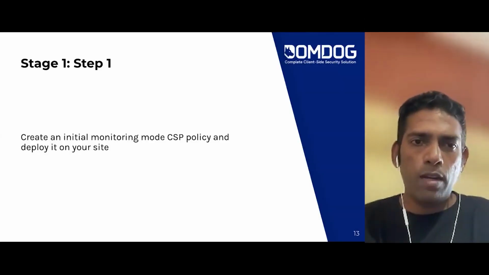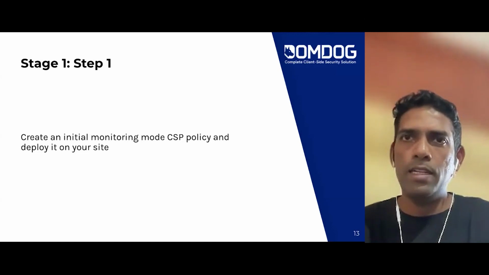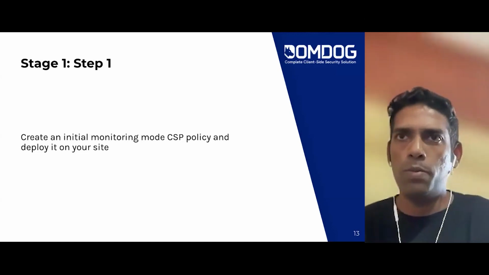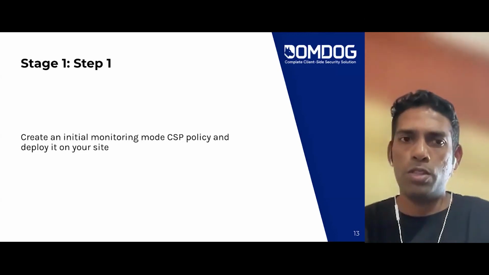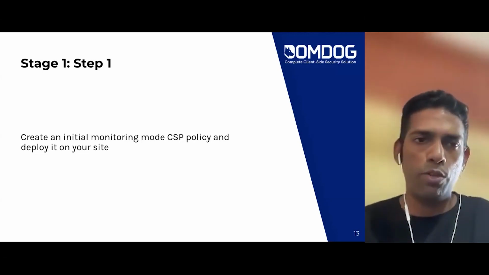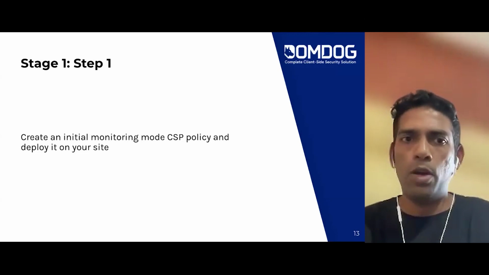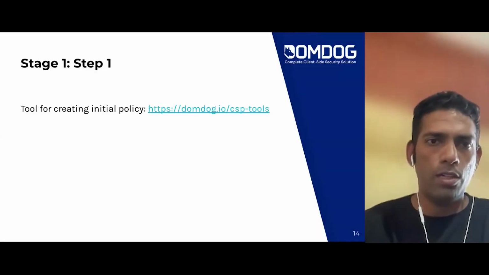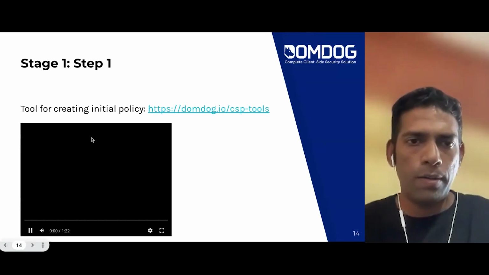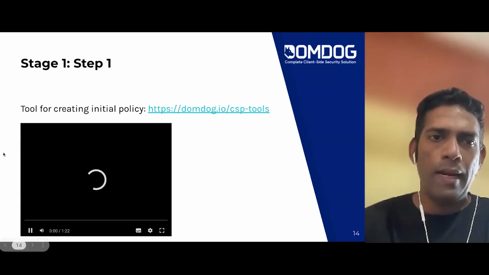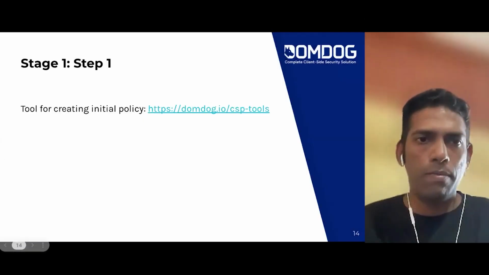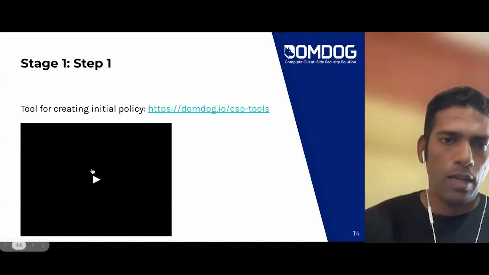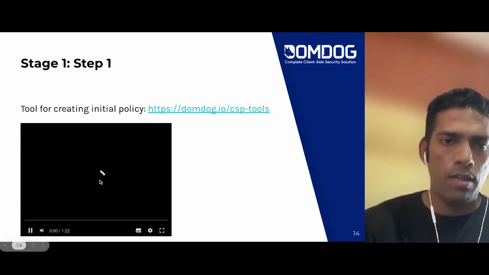Okay, so in step one, what we'll do is we'll actually create an initial policy. So this is where we put a monitoring mode policy. So we'll create an initial policy for your site, a starting point, if you will, and then we will deploy it on the site. We have actually created a tool for creating this policy. So I have a video of that. I'll quickly show that.